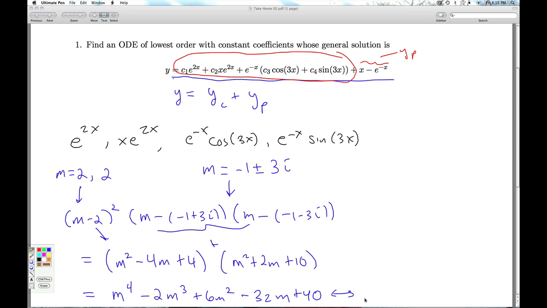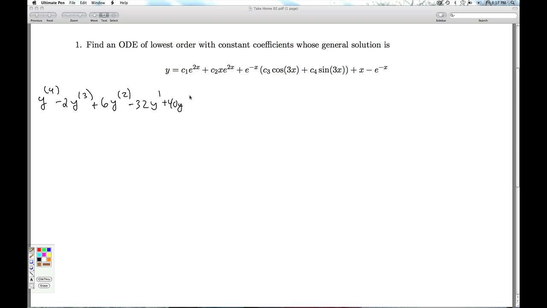And that corresponds to the differential equation, fourth derivative of y minus 2 times the third derivative of y plus 6 times the second derivative of y minus 32y prime plus 40y. So that's the left-hand side of the DiffyQ. If I set this DiffyQ equal to 0, this is going to be the general solution. Okay, so that's the complementary part. Well, I've got this particular part left over, which means it's non-homogeneous. So this is equal to some function f of x. And the question is, well, what's the f of x?